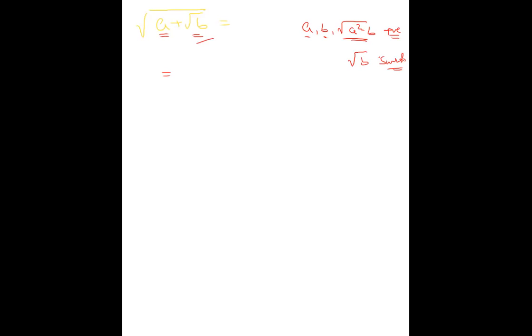Then directly you can write with the formula. This value will be under root of A plus under root of A square minus B by 2, plus under root of A minus under root of A square minus B by 2. This is very, very, very important.